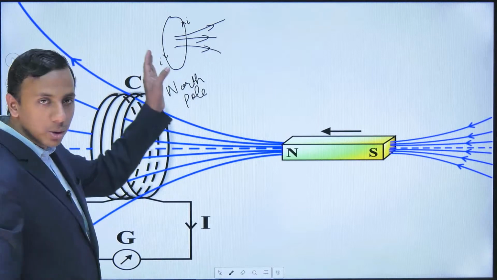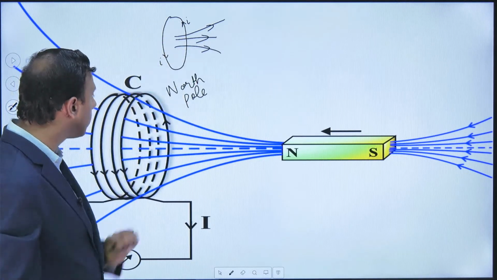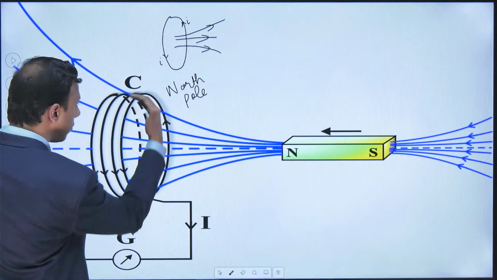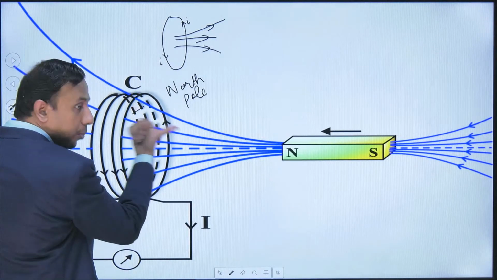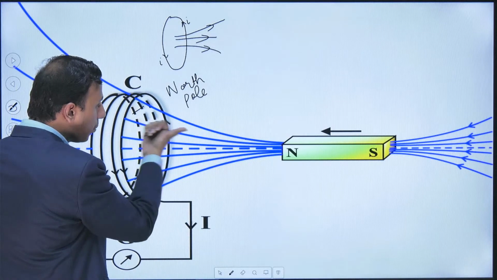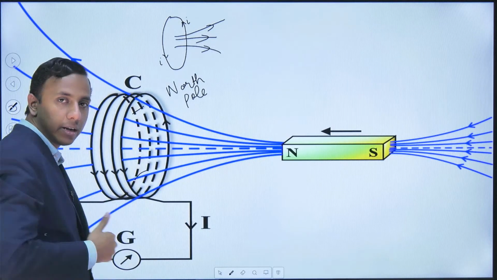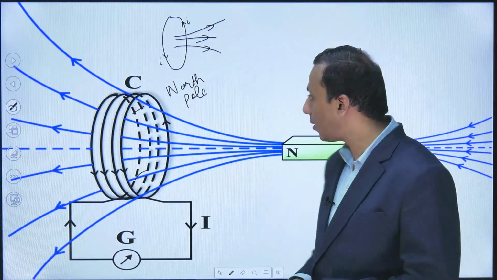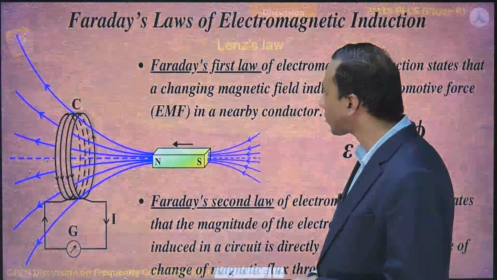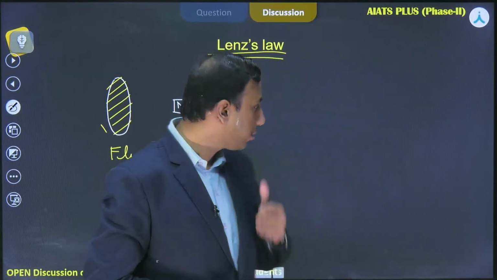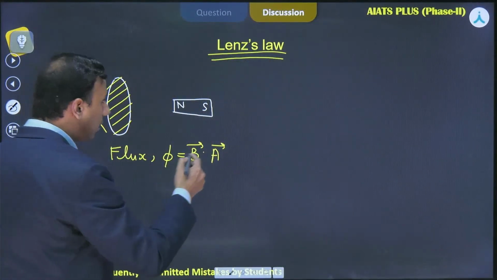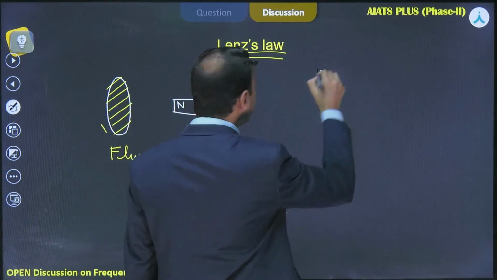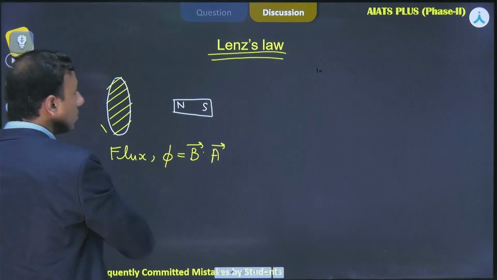It is difficult to picturize using this diagram, but I hope this diagram is clear, right? You see, like this, okay? So it will try to oppose. It will try to produce its own magnetic field line in the opposite direction and oppose it. So this is what Lenz law was talking about, all right? And let's come back to here. And what was Faraday's second law? Faraday's second law said induced EMF, right?